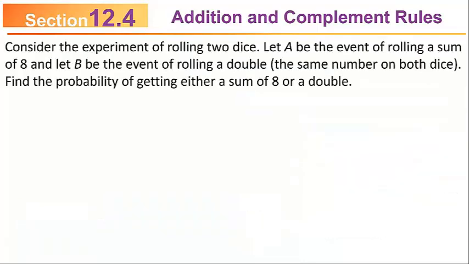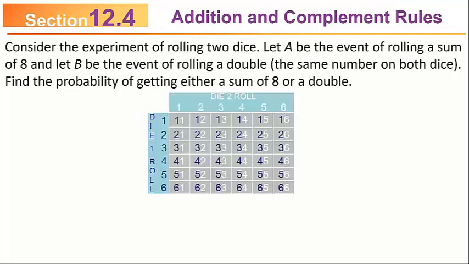Consider the experiment of rolling 2 dice. Let A be the event of rolling a sum of 8, and let B be the event of rolling a double. A double means you get the same number on both dice, like a 2 and a 2 or 5 and a 5. Find the probability of getting either a sum of 8 or a double. Again, when you're rolling 2 dice, you think of that as a 2-stage experiment, so you build a table. We've talked about that before.